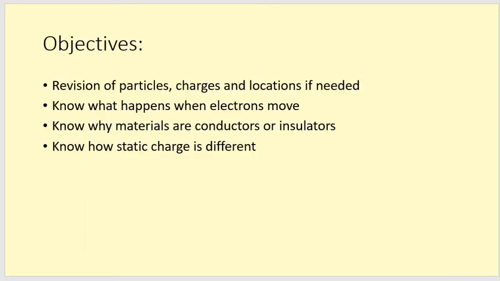Our objectives today, we've got a little bit of revision, first of all, of the charges, particles and locations of the different particles in an atom, because that is really, really key for electricity. You're going to learn today what happens when electrons move. You're going to know why materials are either a conductor or an insulator. And you're going to know how static charge is different. Exciting. Don't need to write this down. We'll just bear them in mind so that you know what you're doing. You can go back at the end to check if you want to.